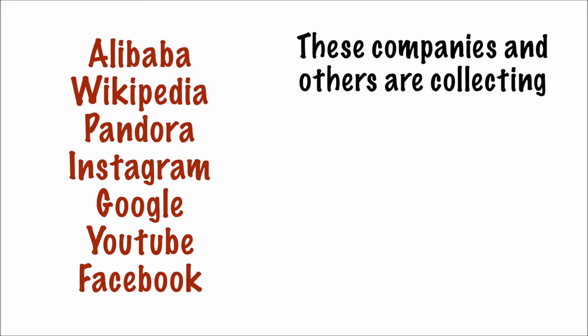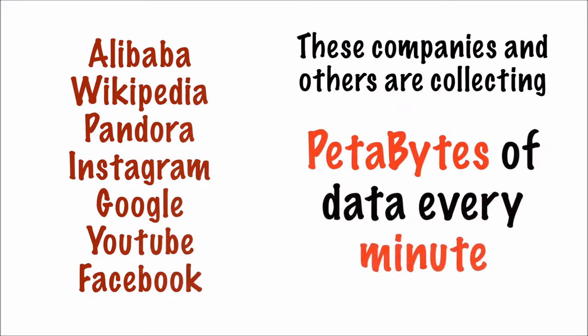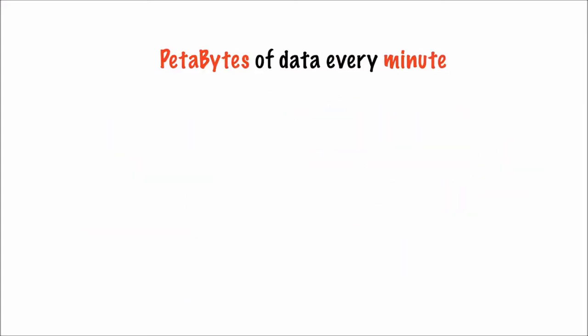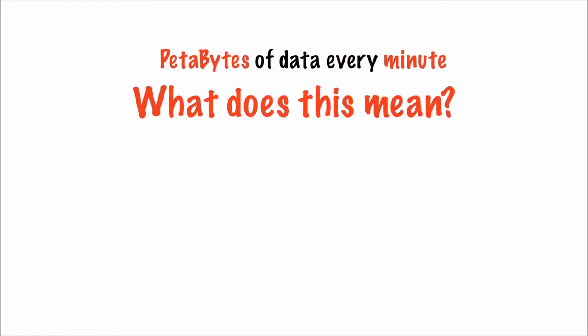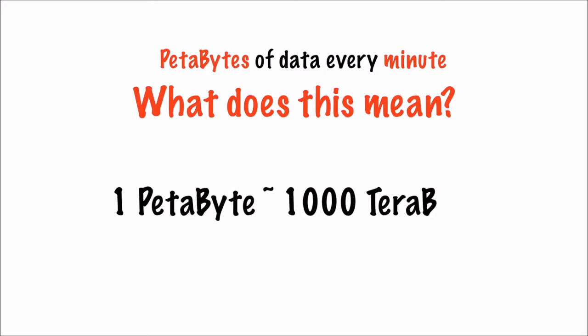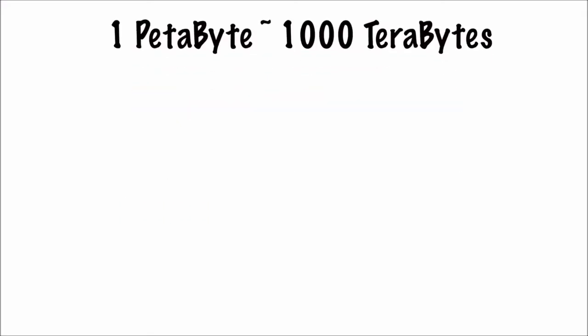Now, how much data do you think they collect? What is the order of magnitude of the data that they collect? It's petabytes of data every minute. Now, petabyte is just a word for someone who hasn't dealt with data. So let's try to imagine petabytes of data. What does this mean to collect petabytes of data? So firstly, 1 petabyte is roughly equal to 1,000 terabytes. That doesn't make much sense.